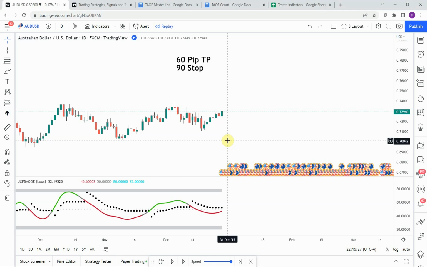Today, we will be testing the Jurik CFB adaptive QQE indicator.